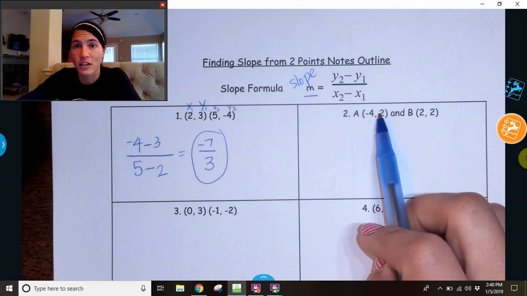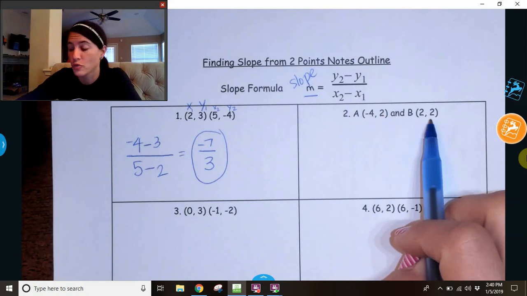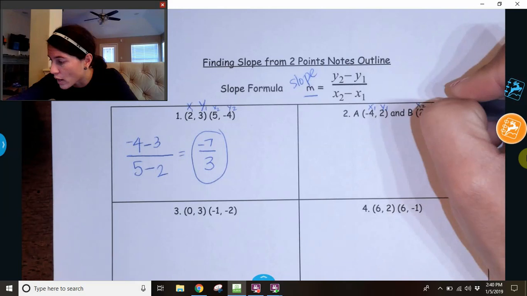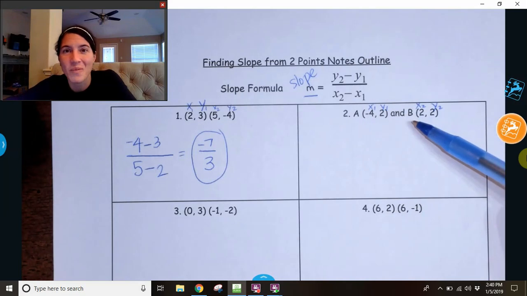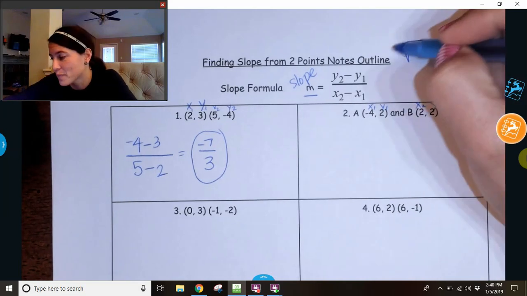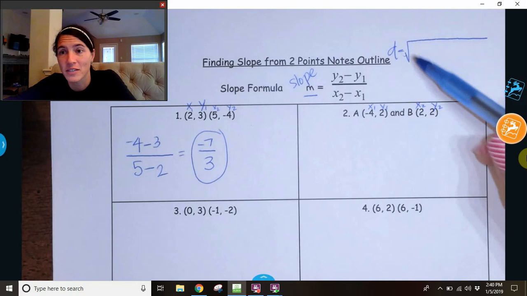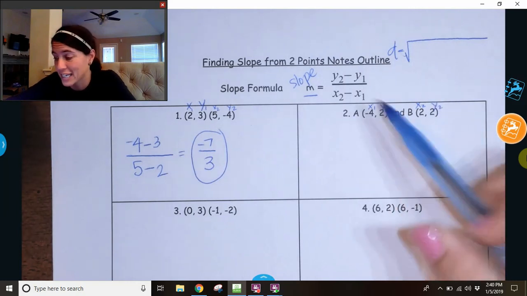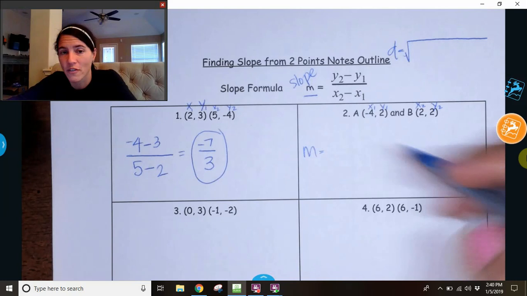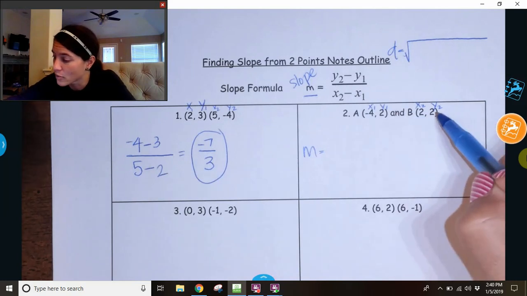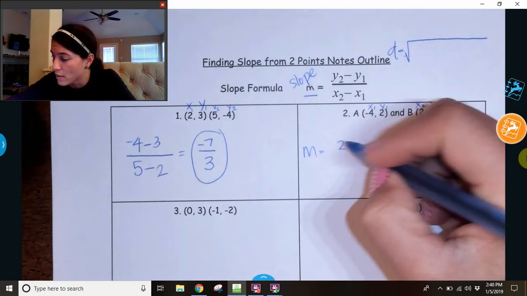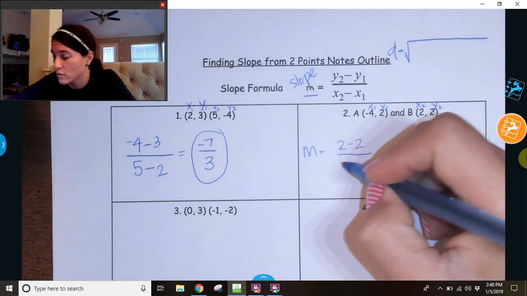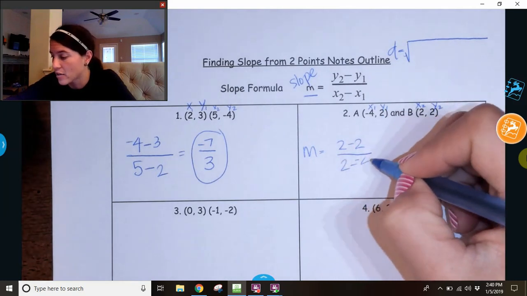I have 2 points, A and B. So point A is negative 4, 2. Point B is 2, 2. Again, I'm going to label x1, y1, x2, y2. We did this when we did the distance formula. And we labeled our points and we had to put them into the distance formula, but this is the slope formula instead. So m equals, I forgot to put m. M equals, we're going to start with y2. So 2 minus 2 over x2 minus negative 4.